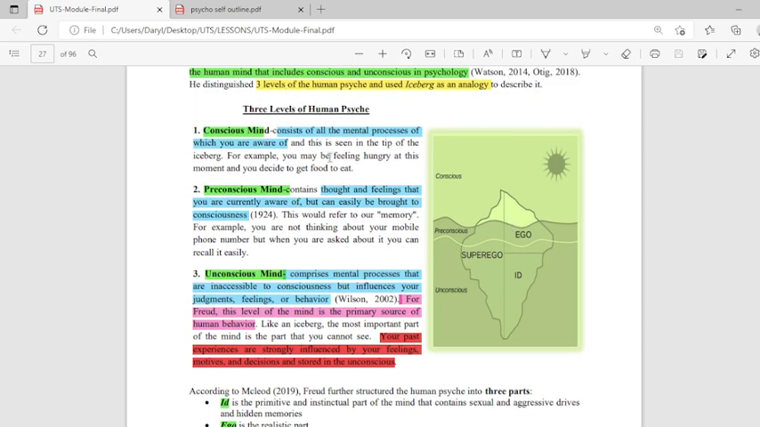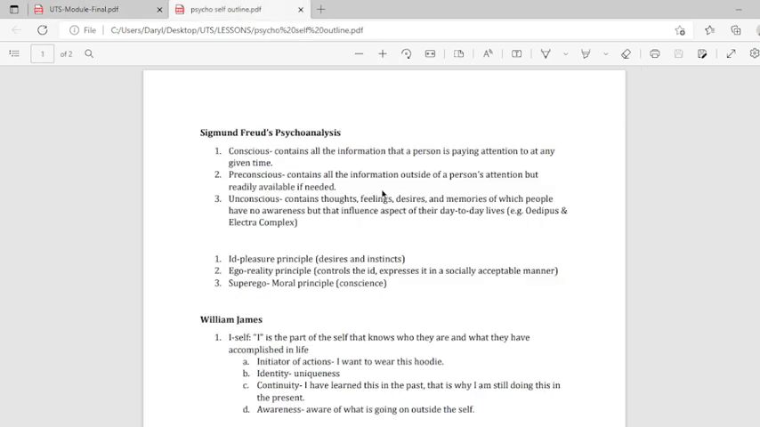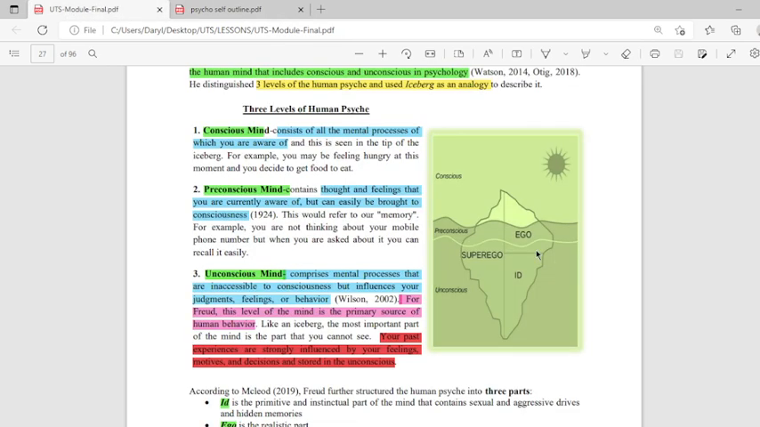Now let's go first with the conscious mind. What is the conscious mind? For Freud, the conscious mind is the one that contains all the information that a person is paying attention to at any given time. Meaning that everything that you are aware of in the present. For example, if right now you are feeling hungry and then you decided to satisfy your hunger by eating food, that means it is your conscious mind acting because you are aware of what you are currently doing.